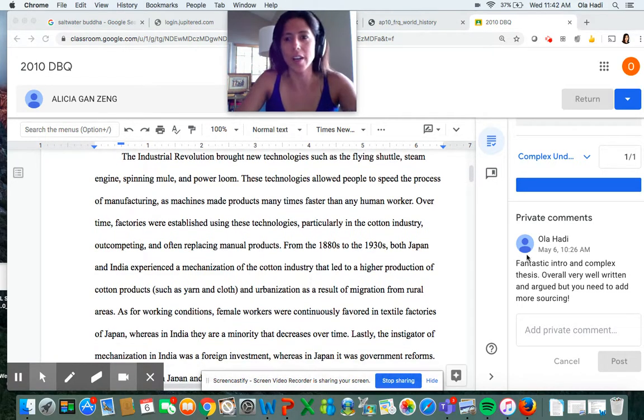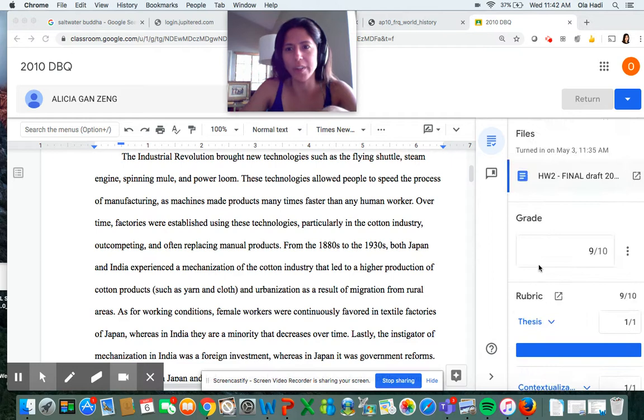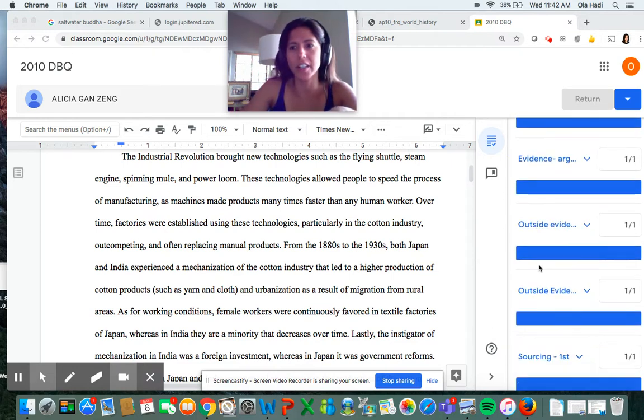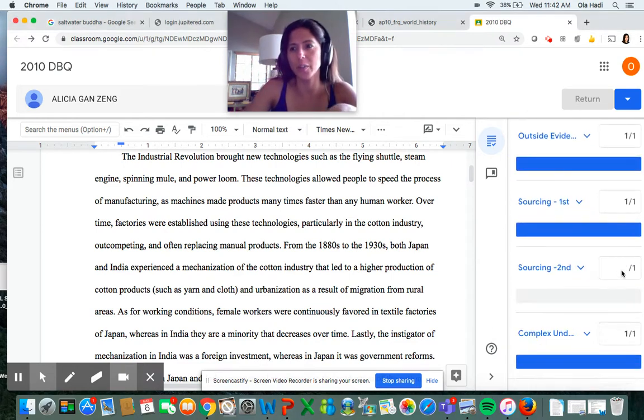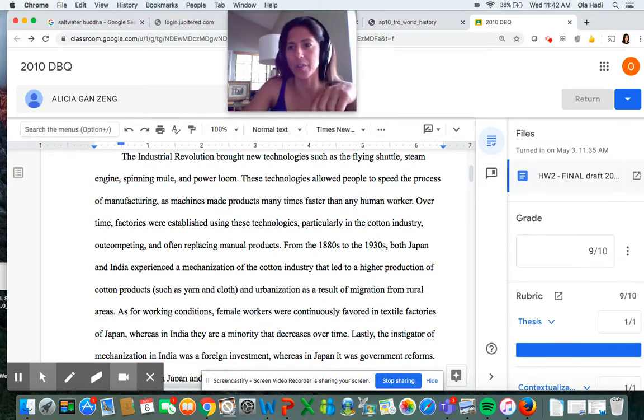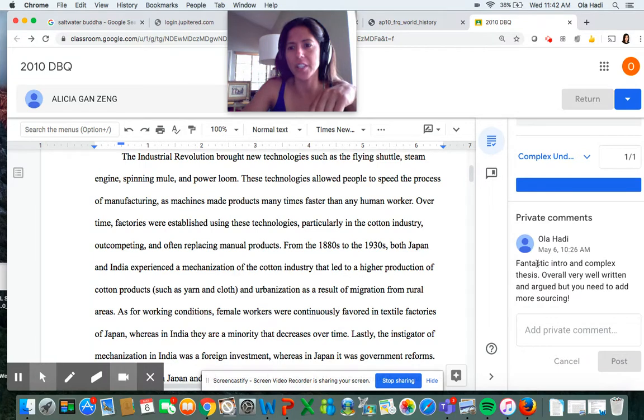Okay, so you can see I've put the rubric on the side here for Alicia, and she's going to lose a point for sourcing, but other than that, she's got every other point, which is awesome. She has a fantastic intro, a complex thesis, overall very well written, very well argued. Just got to add that sourcing.